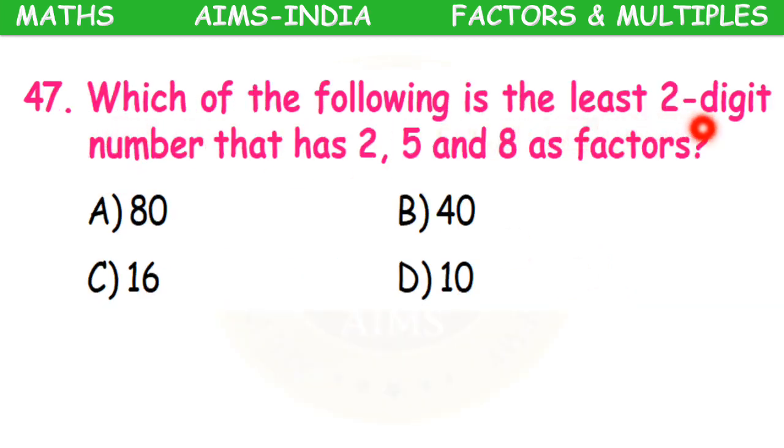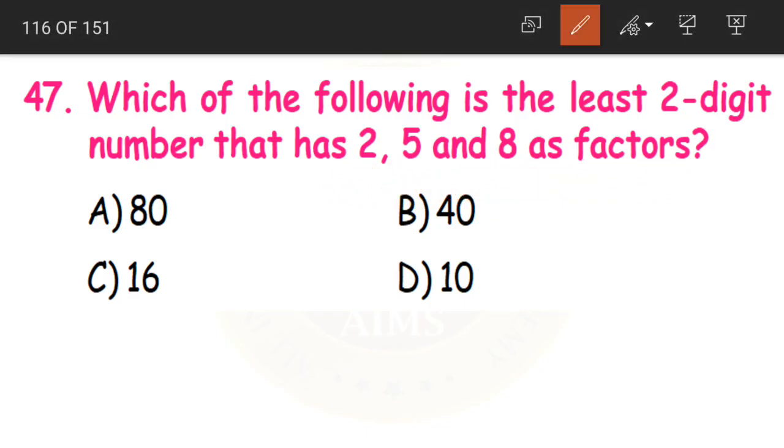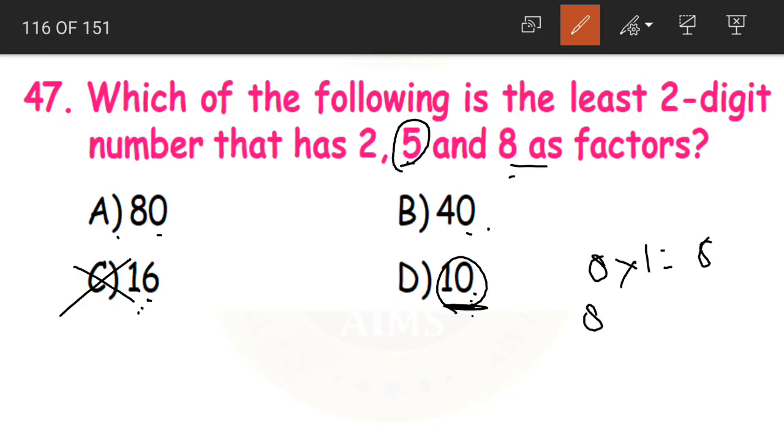Next question. Which of the following is the least 2-digit number that has 2, 5 and 8 as the factors? Now if we look at the given numbers, children, for a number to be divisible by 5, it should have 5 or 0 in the ones place. 16 does not have that, so 16 cannot be our answer. Now if you look at 10, 10 is not divisible by 8. Yes, we have 8 ones are 8 and then 8 twos are 16. So again 10 is not our correct answer. Why am I going with the smallest number first? Because we want to find out the least 2-digit number.